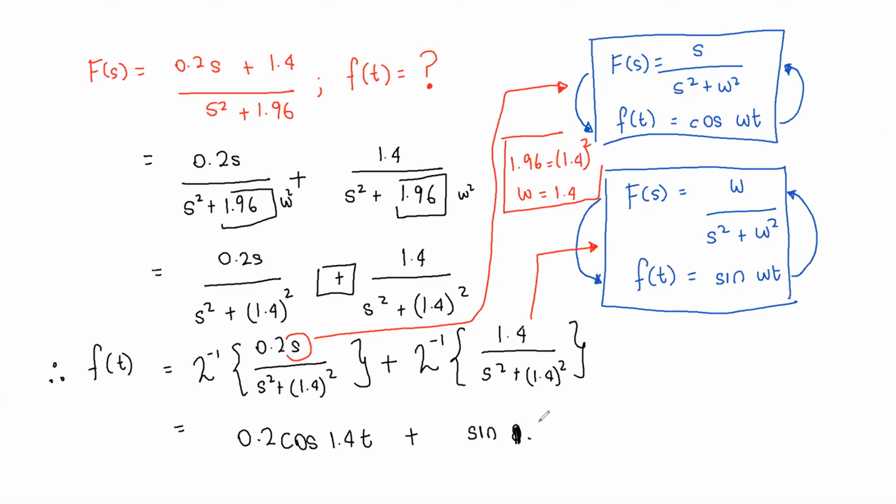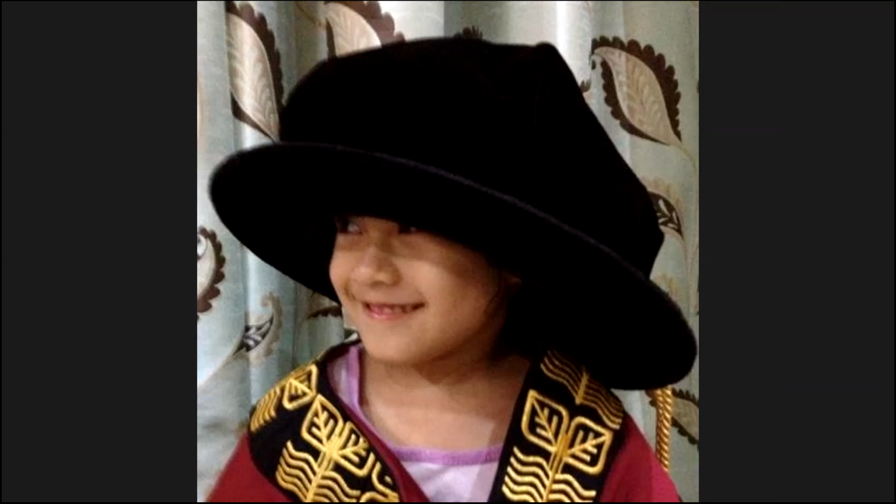You may wonder where we get the 0.2 here. This 0.2 comes from treating it as a constant from this part, so that's how we get 0.2 cos 1.4t. So that's it. This is a very simple, basic example of inverse Laplace transform. That will be it for this video. Thank you.